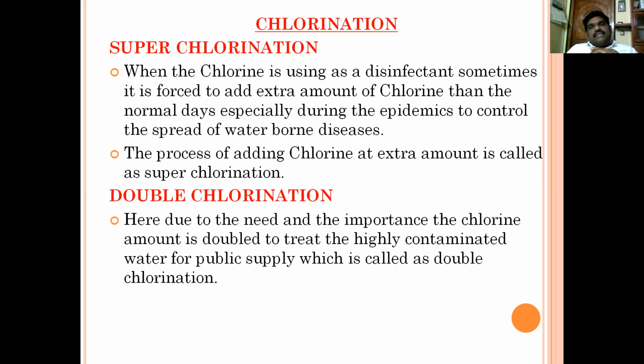Double chlorination means we are just doubling the amount of chlorine, and it is mostly used to treat highly contaminated water before supplying to the public. The name itself reveals it: adding double the required amount of chlorine. We mostly adopt this when the severity of contamination is high.